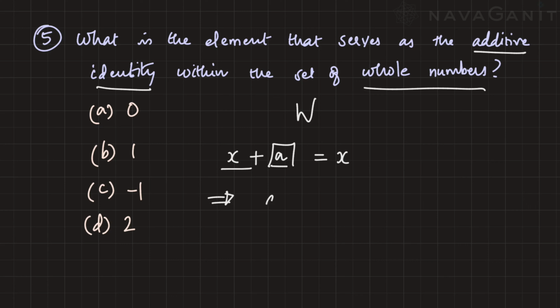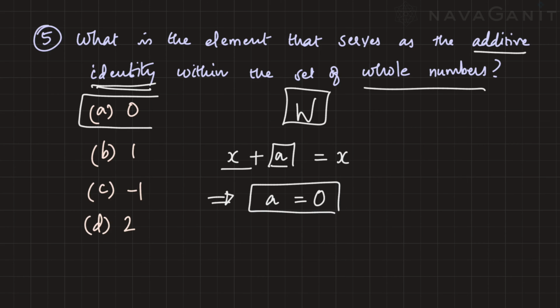So clearly A is 0. So 0 is the additive identity within the set of whole numbers. So the correct answer in this case is A, that is 0.